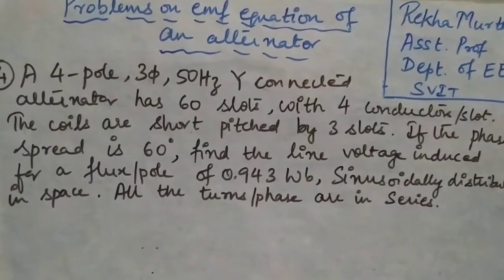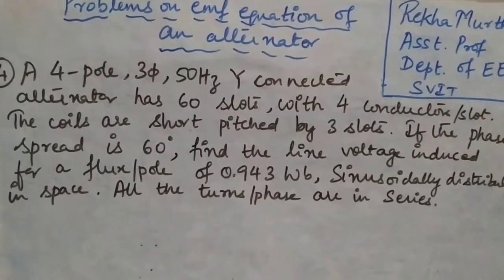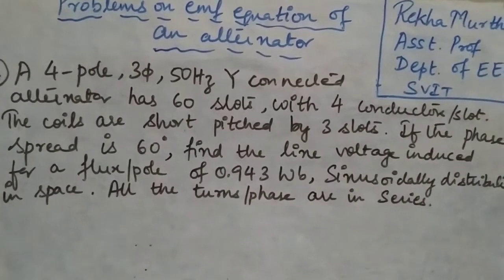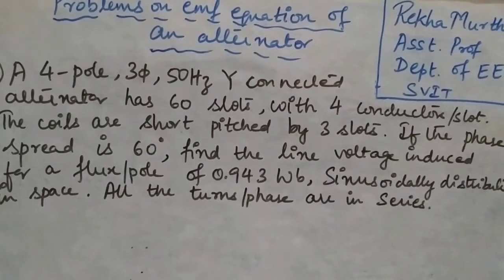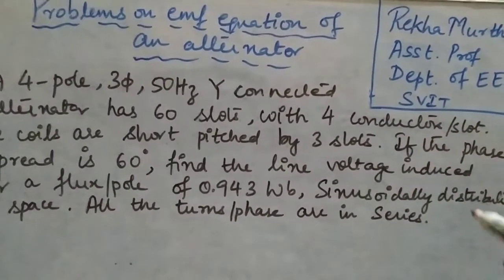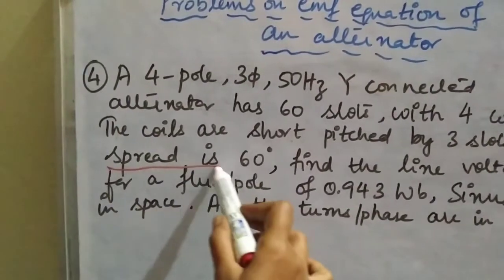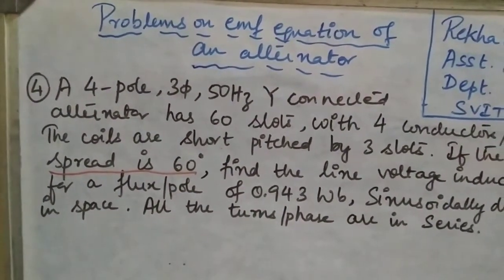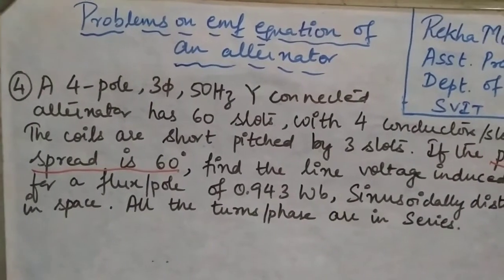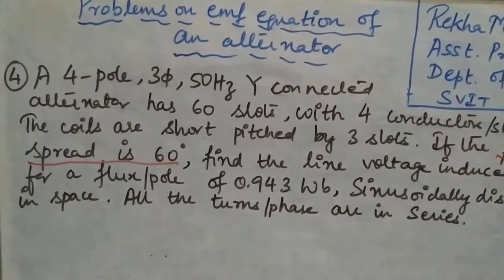So here, what is the difference you find from the previous session? What is the new technical term which comes to your mind by looking at this problem? The new thing is that the phase spread is given as 60 degrees, and the remaining terms are the usual ones we have followed in all the previous 3 sessions. Now let us write down the given data.